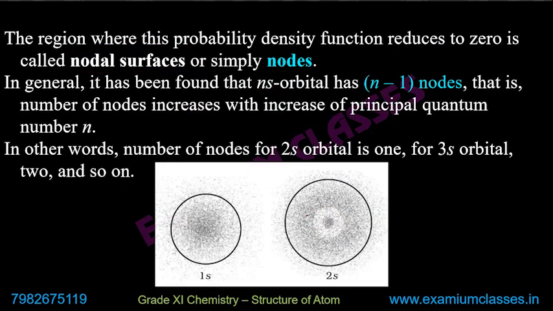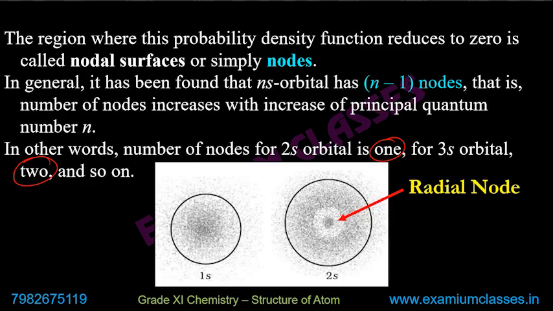So 2s orbital will have 1 node, 3s will have 2, and so on. This node in this case is called radial node. I said there are two types of nodes. The first one here is radial node. Why is it radial node?